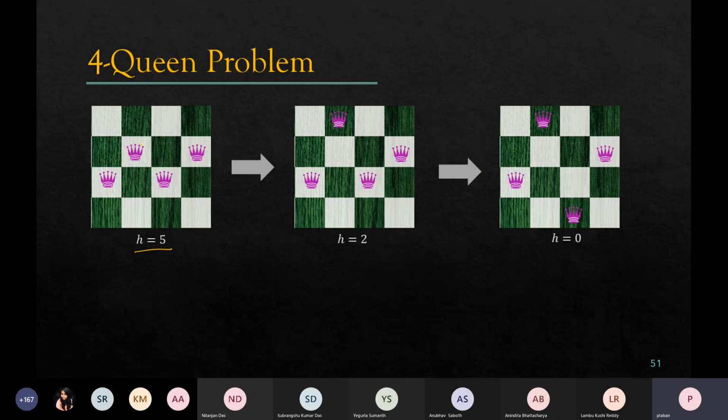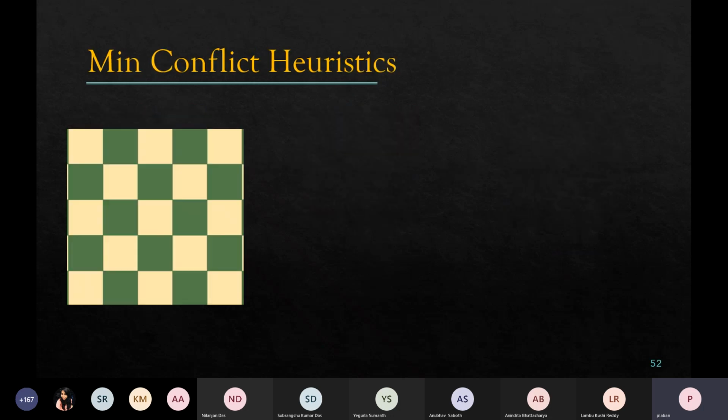And what we have done, we have moved this queen to the upper portion. And here we are removing the conflict by 3. And then we are moving this queen to this place, and we have no conflict here. And this is a solution, right? Now let us try to do it in a bit more generic way.